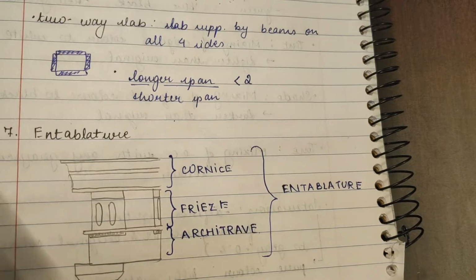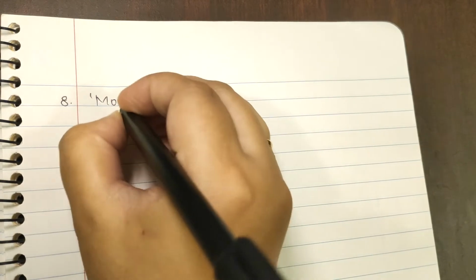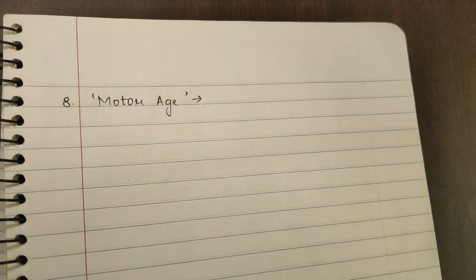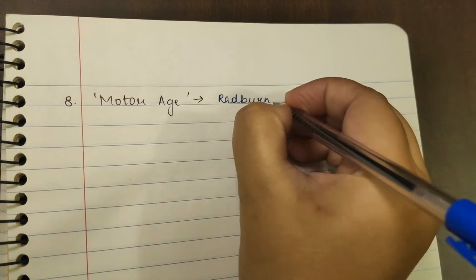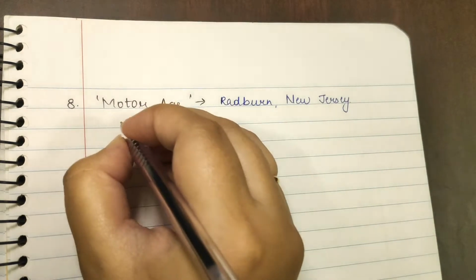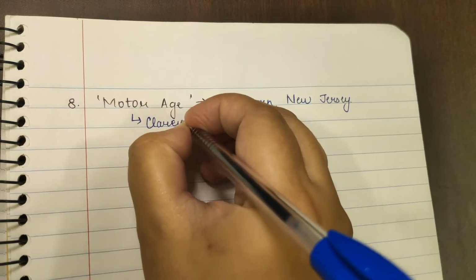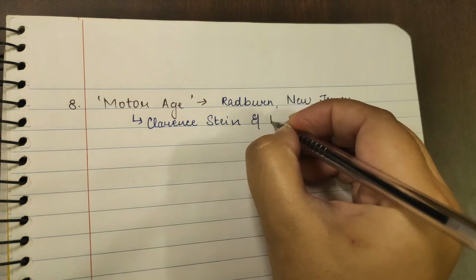So the next question that we have comes from the urban planning area basically. Question number 8: town planned for motorage refers to, I'll just write the answer here, the town of Radburn, New Jersey. And this was basically designed by Clarence Stein and Henry Wright.